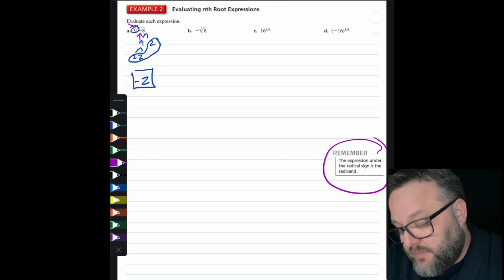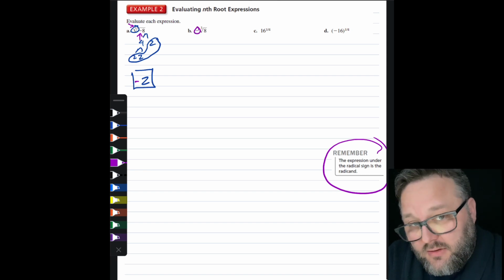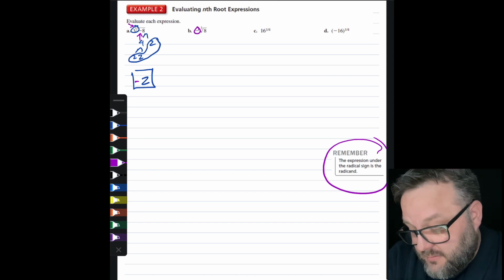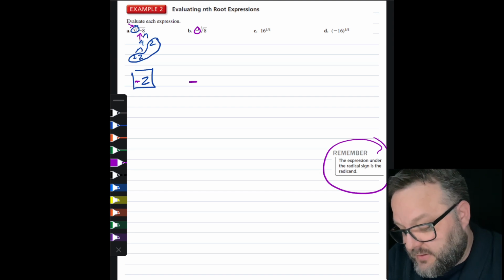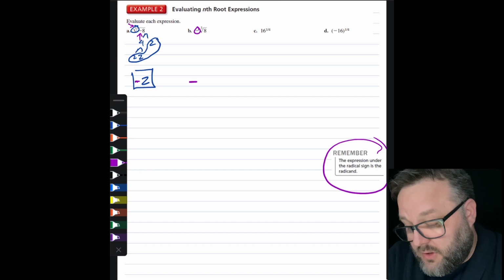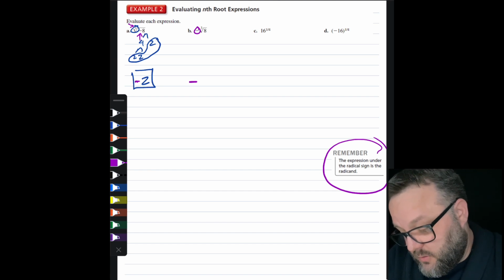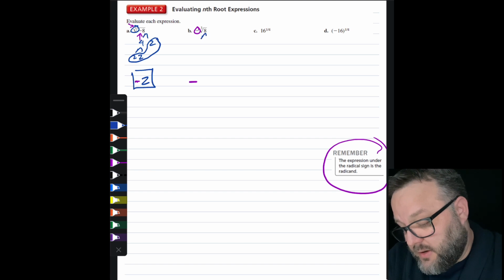Now for B, this being on the outside of my radical is kind of a shortcut way to say that your final answer is going to be negative. So I'm just going to write it, and then work the problem as it was. Technically, I don't have to, since I already did, but I'm going to write it just for practice.